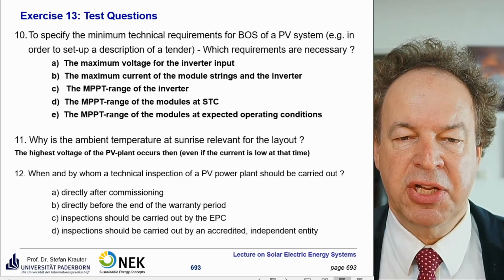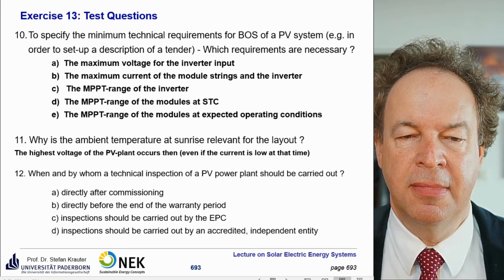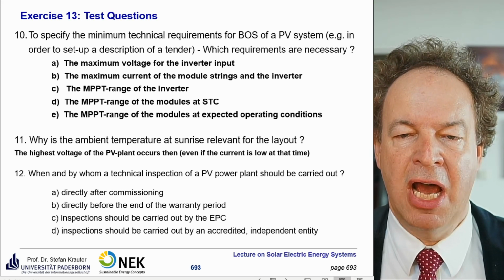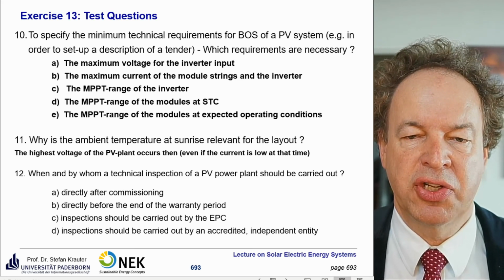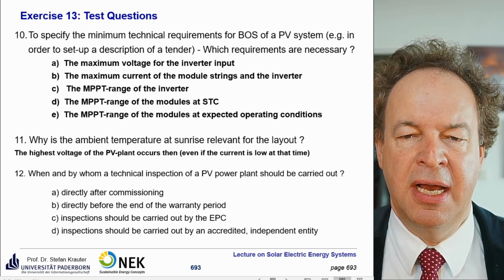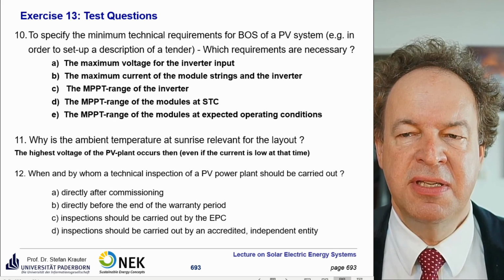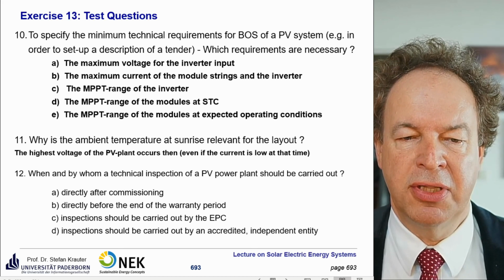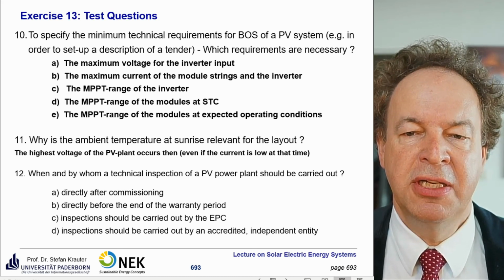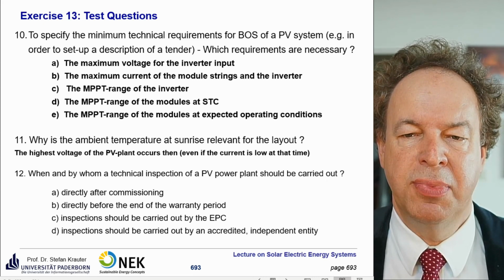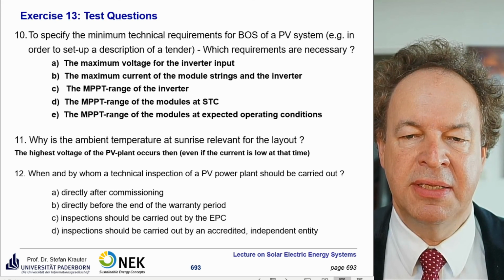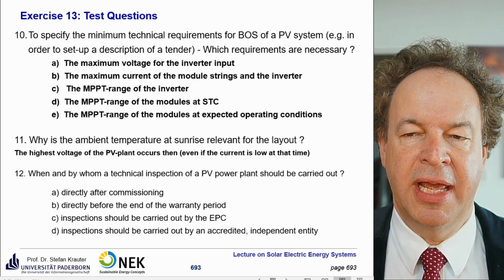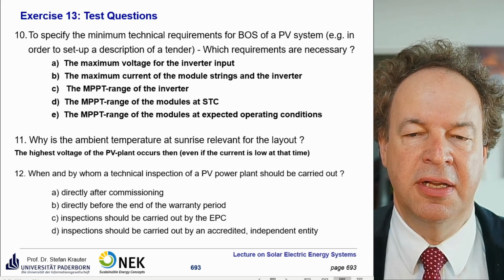C. The inspections should be carried out by the EPC. Number D, the inspection should be carried out by an accredited independent entity. If you have some claims against the manufacturer and so on, then from the juridical point of view, the EPC has a certain interest, since he installed the modules and so on. He is not independent. Therefore, the inspection should be carried out by an accredited independent entity. Especially for a very large-scale power plant, it is then easier to make claims against the manufacturer of some defective devices.